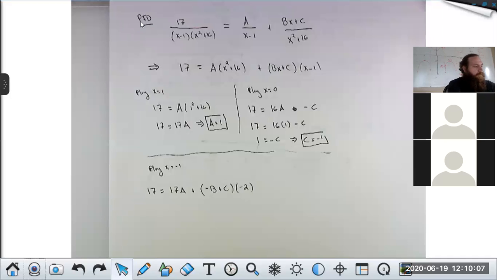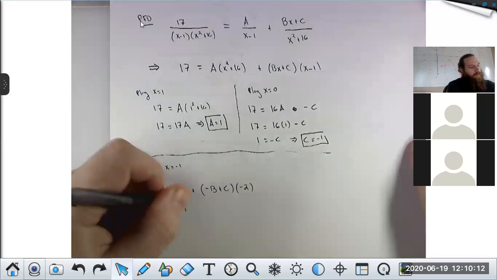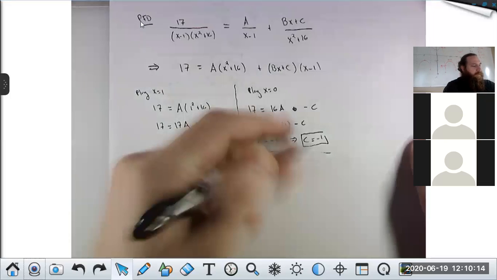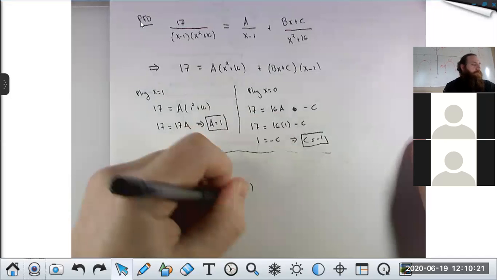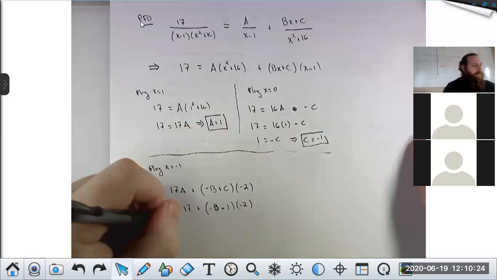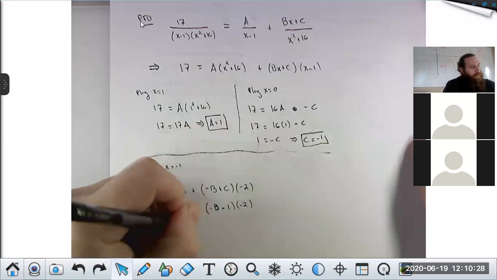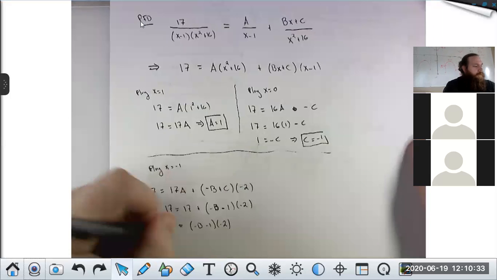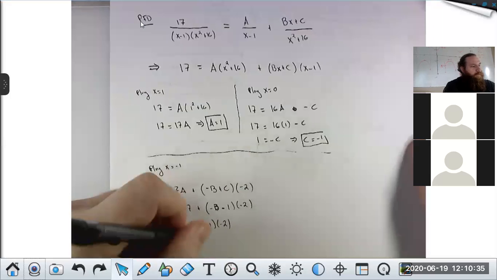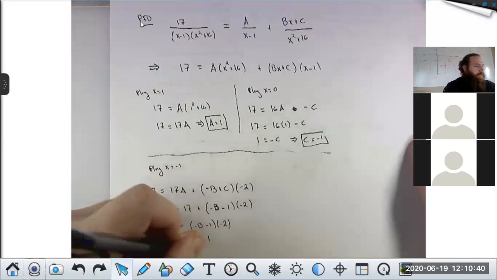A is 1, so this says 17 equals 17 plus, c is -1, so this is -b minus 1 all times -2. Subtract the 17s, you get 0 equals -b minus 1 times -2. Divide by 2, and you get 0 equals -b minus 1. Add b, you get b equals -1.